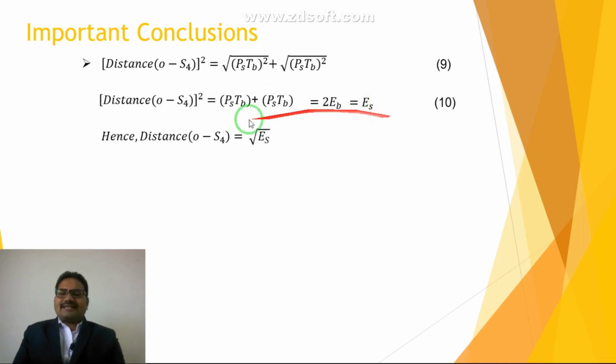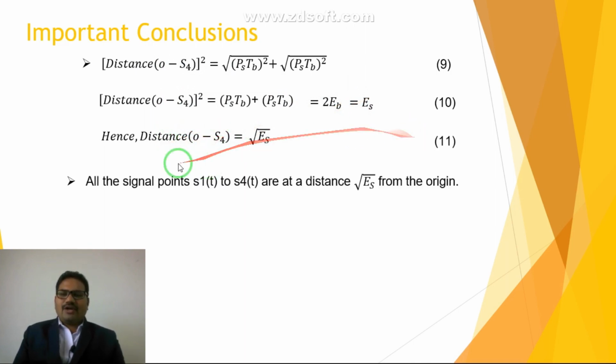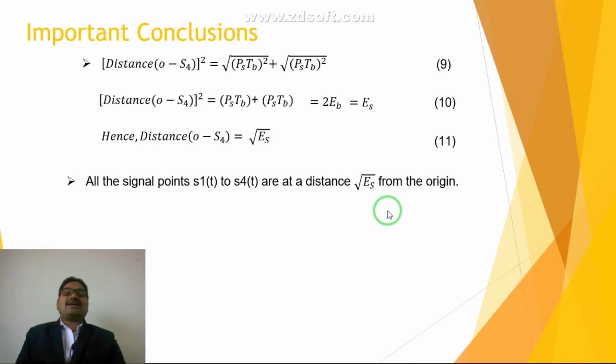Hence the distance 0 to S4, origin to S4, would be, since it is squared, we need to omit this square term, and we would get the square root of Es. So this is the distance of any point. Make it equation 11. So you can conclude that all the signal points, that is S1 of t to S4 of t, are at an equal distance, that is the square root of Es, from the origin. This is our first conclusion.